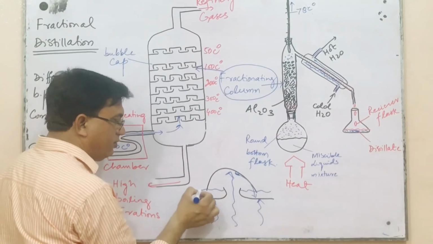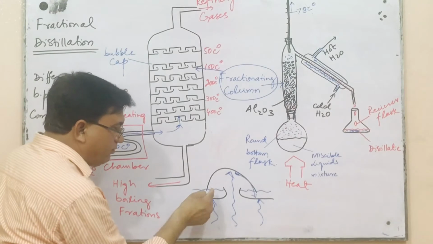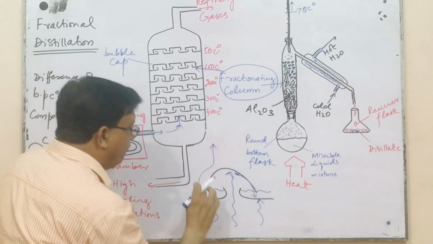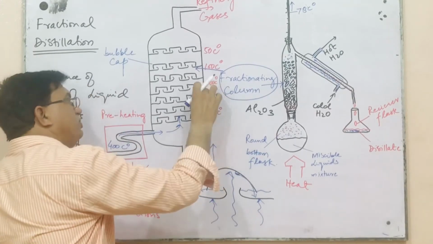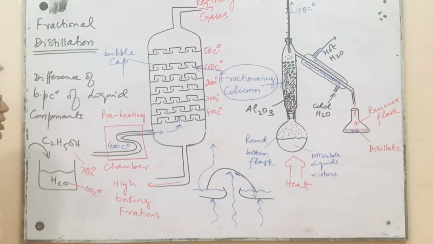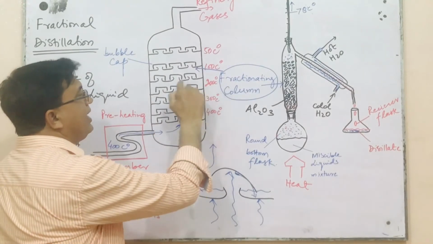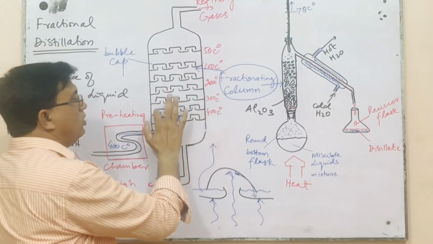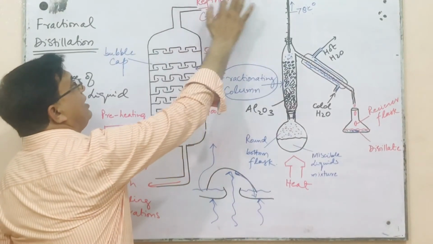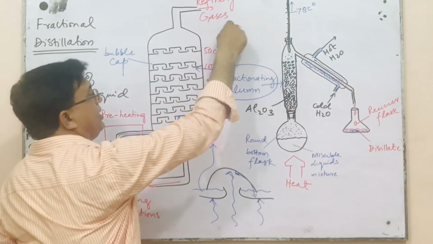Here, it will change into the liquid. But those fractions which have a low boiling point will escape from here easily and will move to the next plate, to the next plate, to the next plate. And if the boiling point is very low, that component's vapors will never condense on these plates, and all those vapors will move to the top and ultimately escape out as refinery gases.